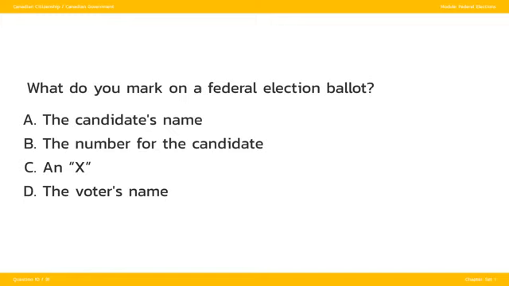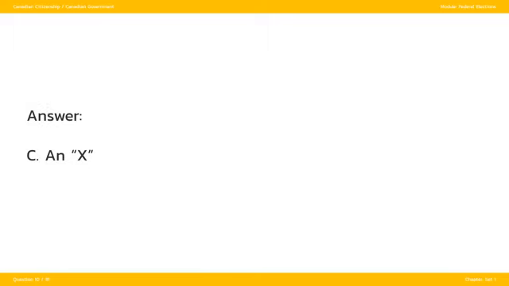What do you mark on a federal election ballot? A. The candidate's name. B. The number for the candidate. C. An X. D. The voter's name. The answer is C. An X.